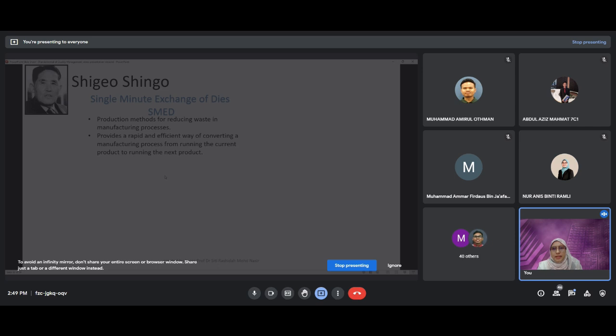He develops the single minute exchange of dies, better known as SMED. This is the method to reduce waste in the manufacturing process. He also develops the just-in-time approach or theory. This is a production strategy that strives to improve a business's return on investment by reducing in-process inventory and associated carrying costs.